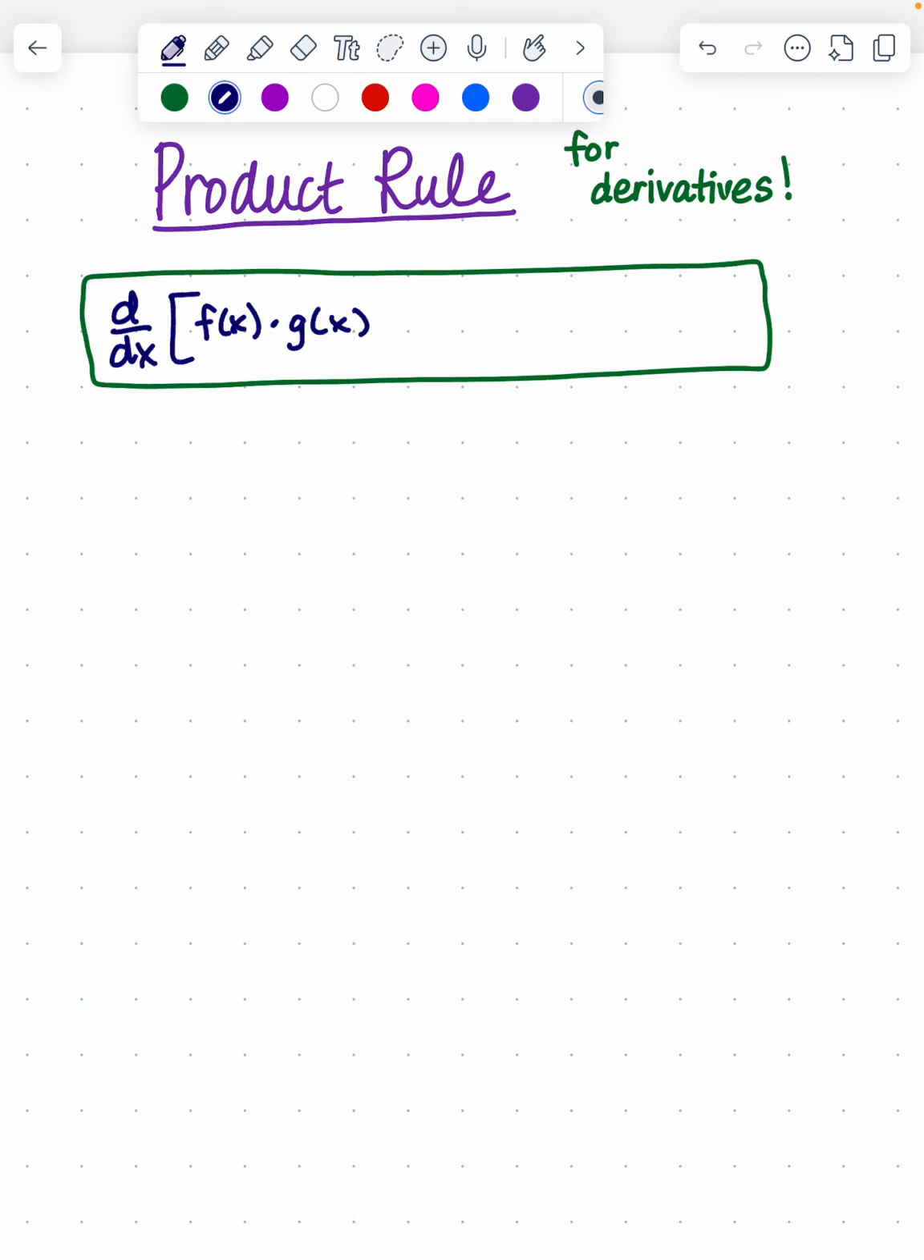If I have a product of two functions, to find the derivative, I'm going to take the first function times the derivative of the second, plus, and then flip-flop it, the second times the derivative of the first. The order really doesn't matter there because addition and multiplication are both commutative.